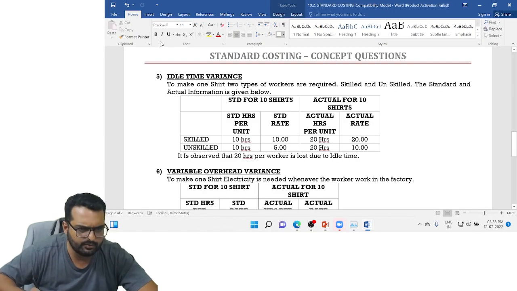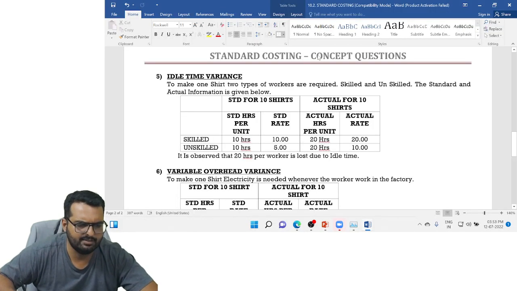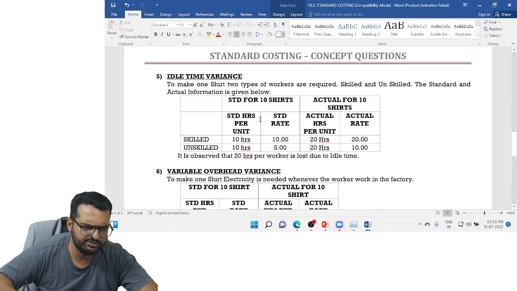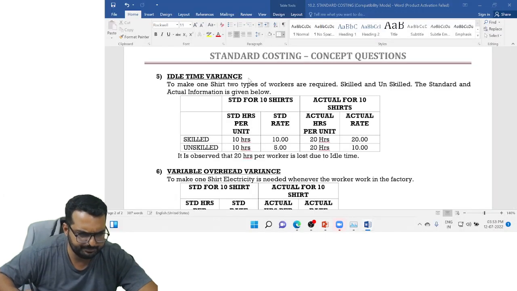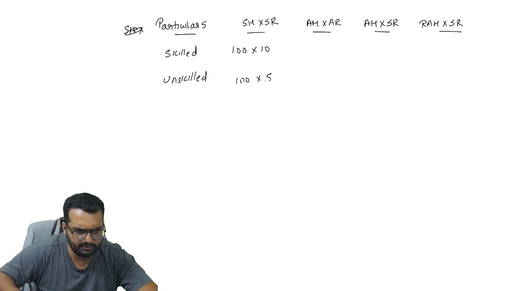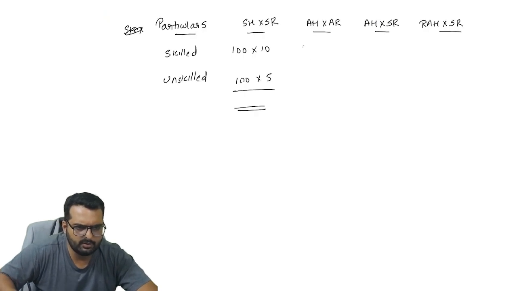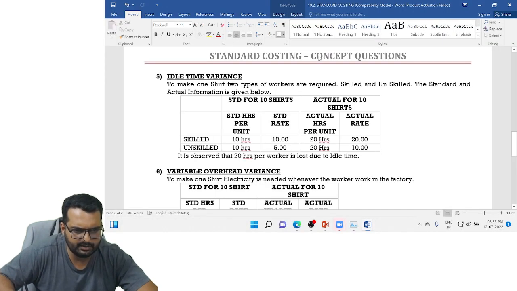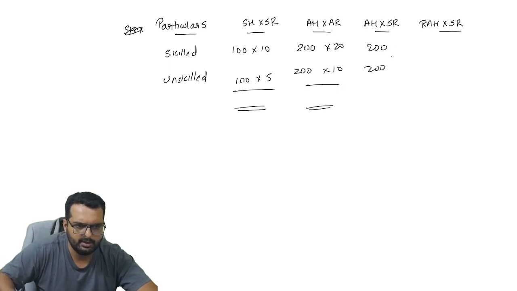All right. So here, friends, you are having two types of labor. One is skilled and the other one is unskilled. So 10 shirts, 10 hours will be 100 hours into 10, 100 hours into 5. Am I right? And the actual turns out to be for 10 shirts, it will be 200. And I believe it is going to be 200 into 20 into 10. Okay, so here it will be 200.